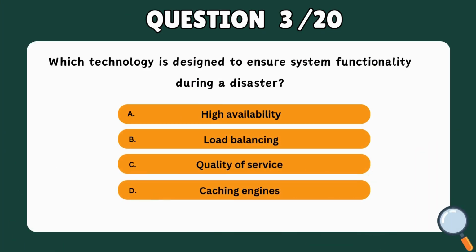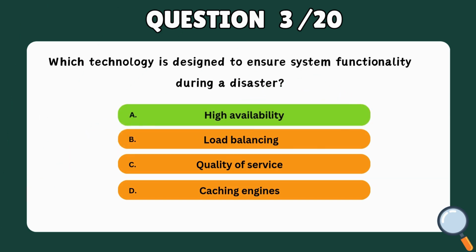Question 3. Which technology is designed to ensure system functionality during a disaster? A. High availability. B. Load balancing. C. Quality of service. D. Caching engines.